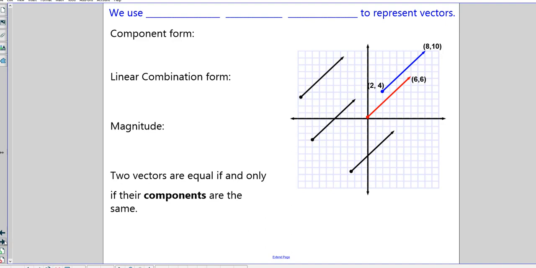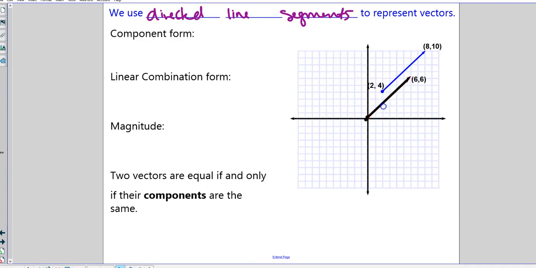You don't need to write anything yet, but we use directed line segments to represent vectors, okay? So look at all the vectors I have. See how we've got line segments with arrows on them, so they have a direction to them. I can move all of these. Let's see if it'll let me. If I move them all to the origin, do you see how they become exactly the same vector? Right, so they all have the same what's called component form, okay?